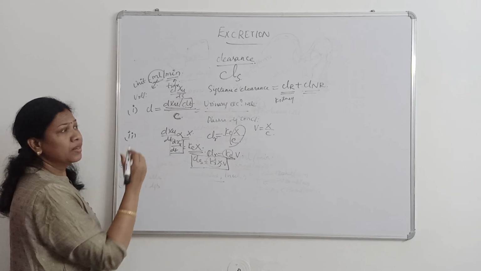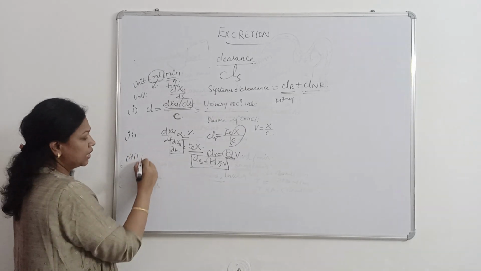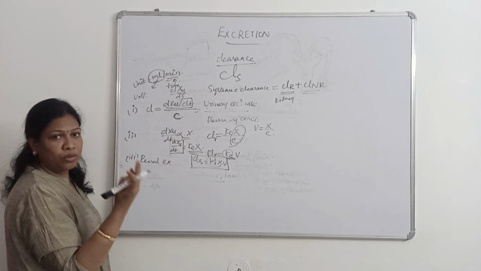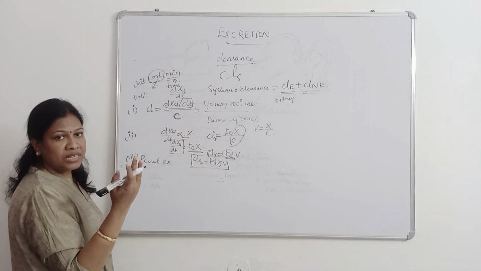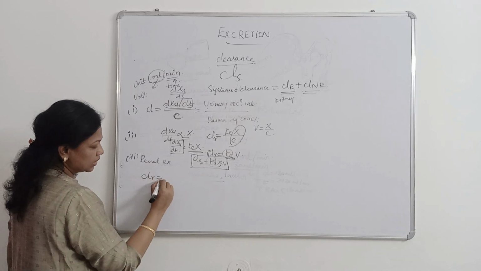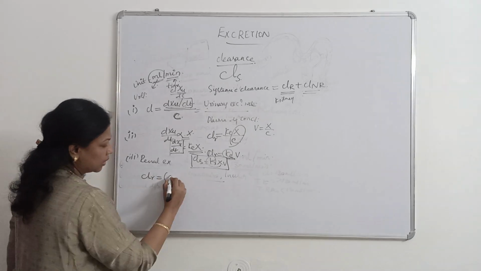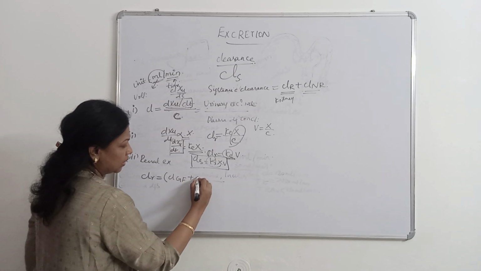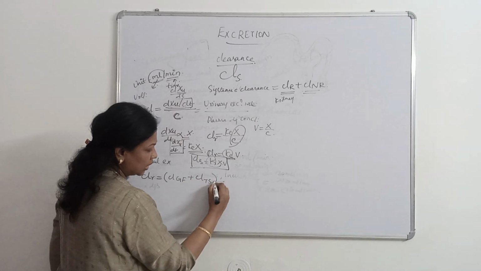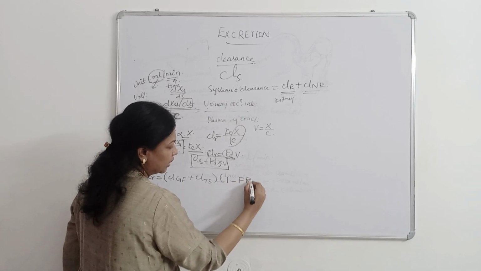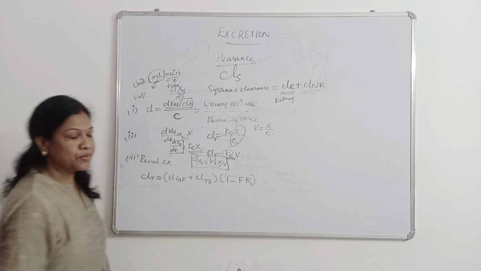There is another way, by using the renal excretion processes. So what are the processes involved? Glomerular filtration, tubular secretion and tubular reabsorption. So renal clearance can be written as the glomerular filtration clearance plus tubular secretion clearance, into 1 minus the fraction of the drug that has been reabsorbed.